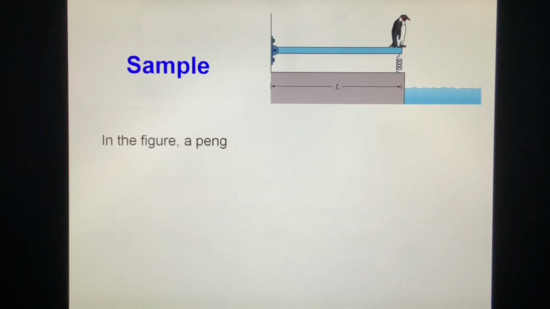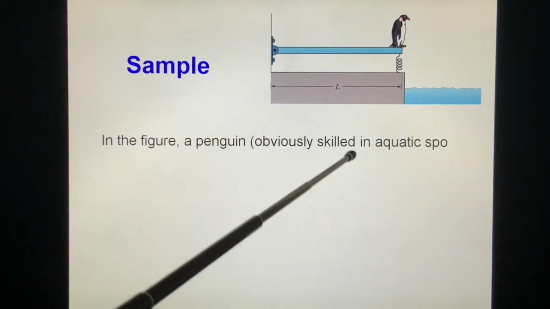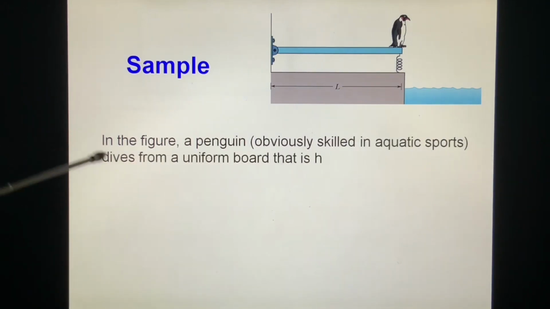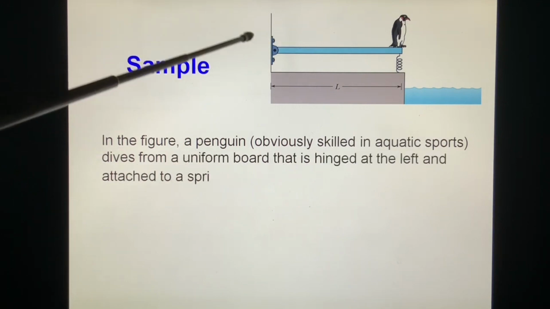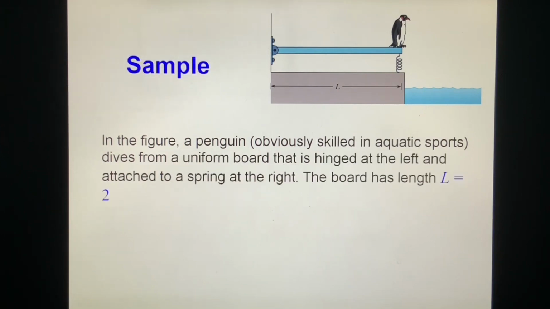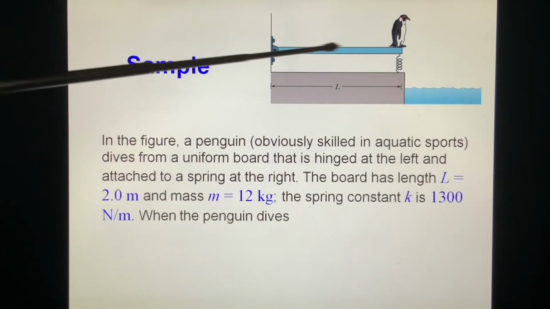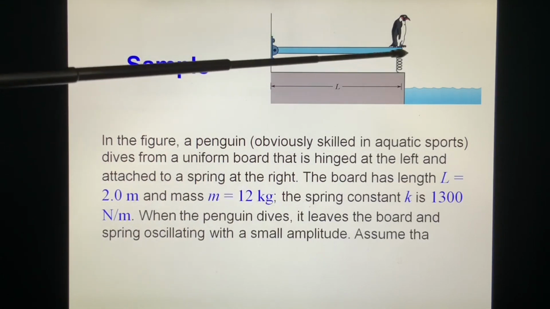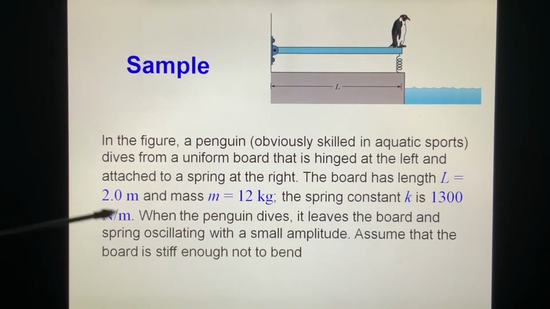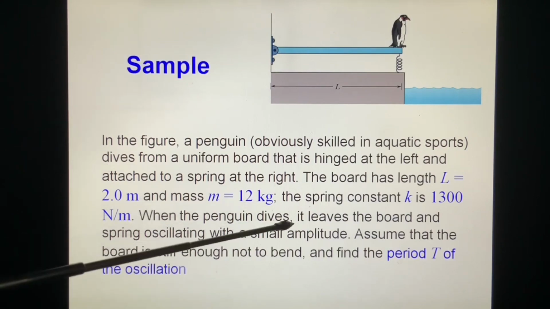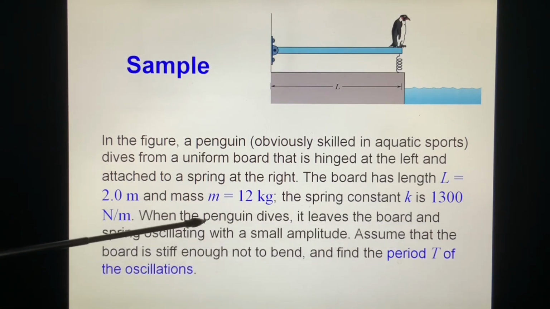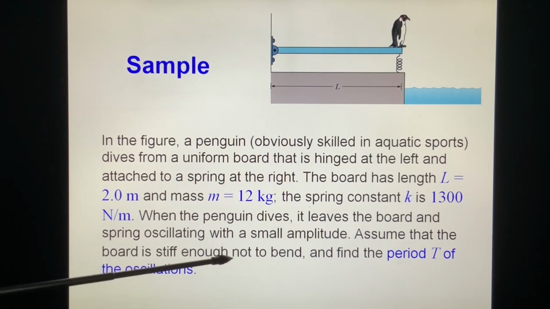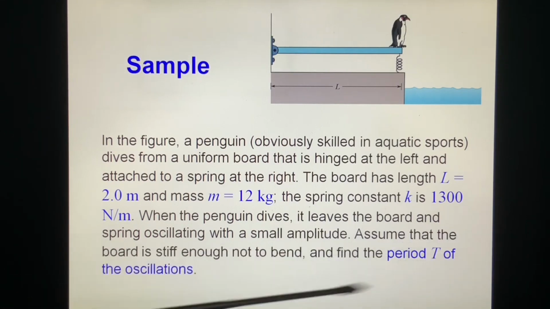Example. In the figure, a penguin, obviously skilled in aquatic sports, dives from a uniform board that is hinged at the left end and attached to a spring at the right. The board has length L = 2.0 meters and mass 12 kilograms. The spring constant k is 1,300 newtons per meter. When the penguin dives, it leaves the board and the spring oscillating with a small amplitude. Assume that the board is stiff enough not to bend, and find the period T of the oscillation of the board.